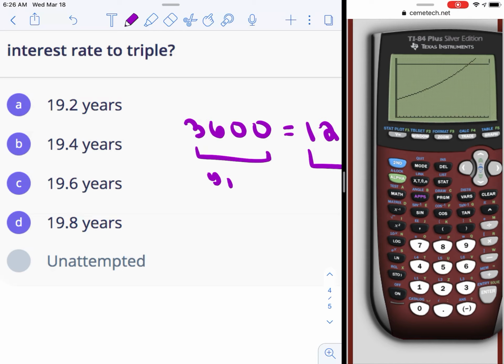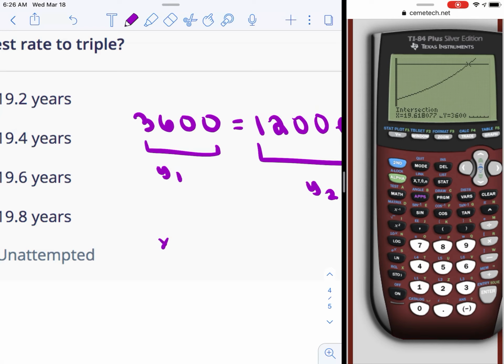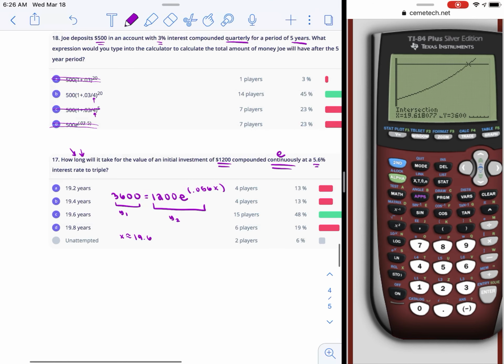But you're going to see that intersection there. And so we should be able to go to second, calculate, intersection, enter, enter, enter. And we should get this X value of approximately 19.6 years, which would be this answer right here. So let me know if you have any other questions.